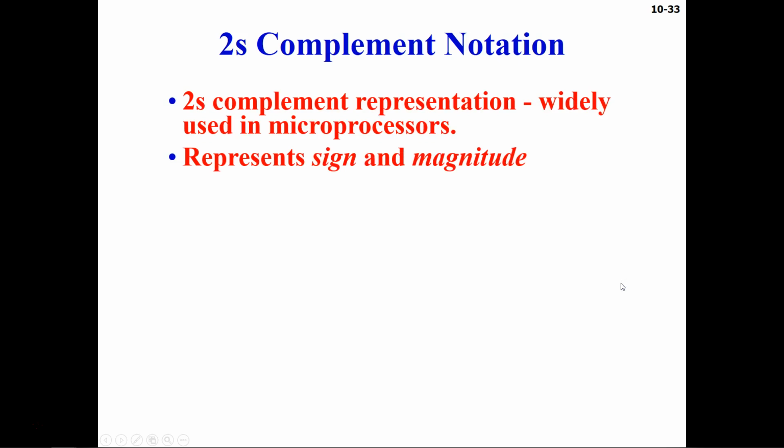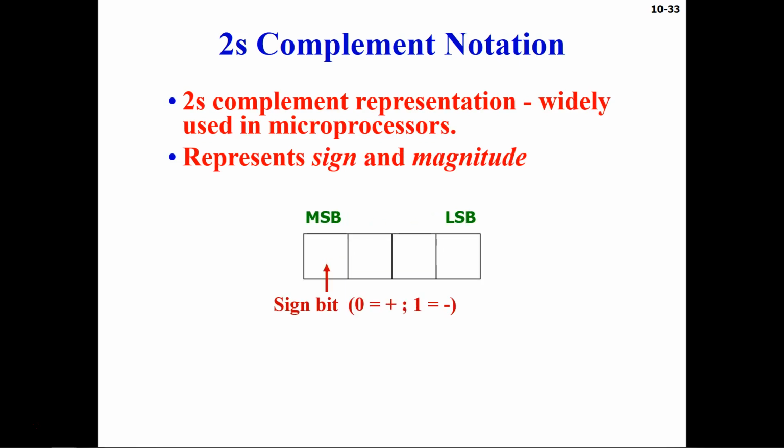Now next is the 2's complement notation. So 2's complement representation is widely used in the microprocessor, and we are going to see how it works. It represents the sign and magnitude. So the MSB you see here basically represents your sign bit, and if you have 0, then it represents a positive sign, and if you have 1 here in the MSB, it represents your negative sign. Okay, so let's see some examples.